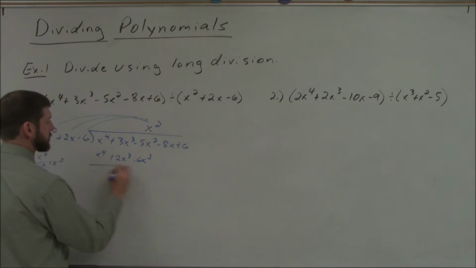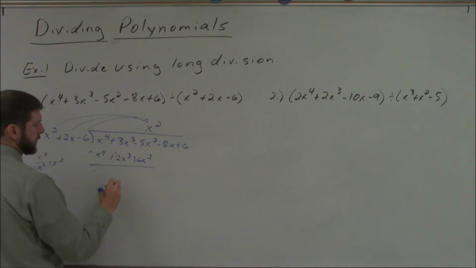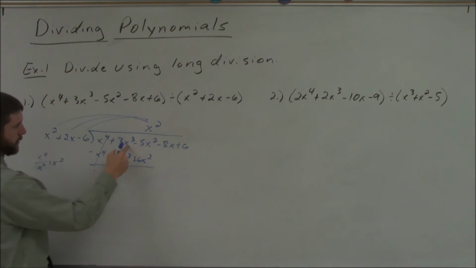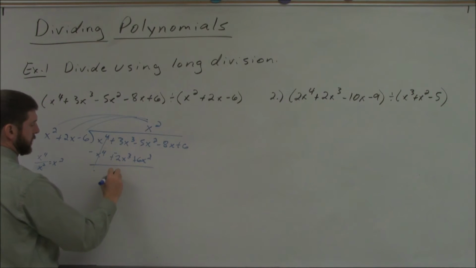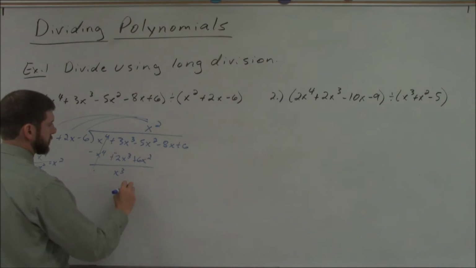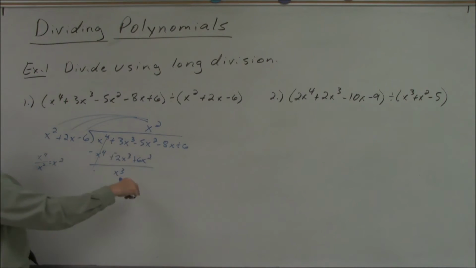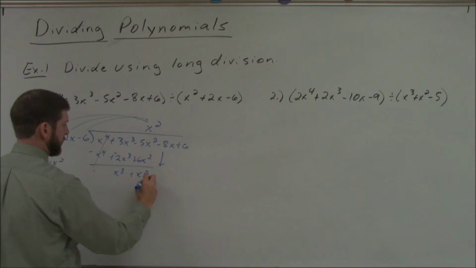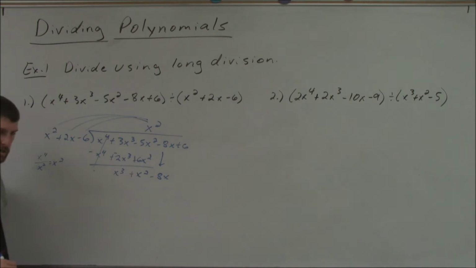Now we subtract, so draw your line, change your signs. X to the 4th and negative x to the 4th cancel. 3x cubed minus 2x cubed is 1x cubed. Negative 5x squared and positive 6x squared is x squared. Bring down the next term, repeat the process.